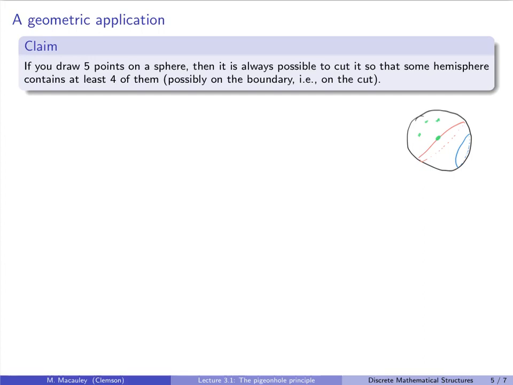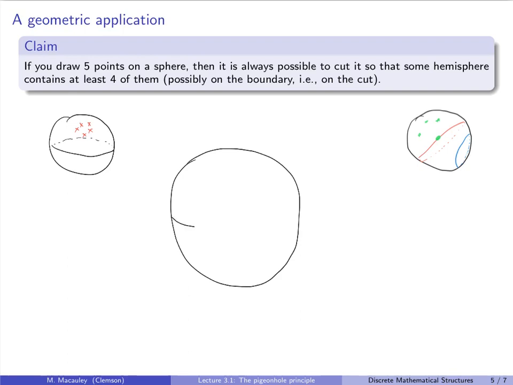Okay, one more observation. There are some configurations of points where it's really easy to see why this is true. If we're allowed to put the points anywhere and we can put them right next to each other, then it's easy. Here the upper hemisphere will contain all 5 of them. But we aren't allowed to choose where the points go. We have an adversary that picks the points for us. It can make our jobs as tough as possible. And our goal is to show that we can always find such a cut.